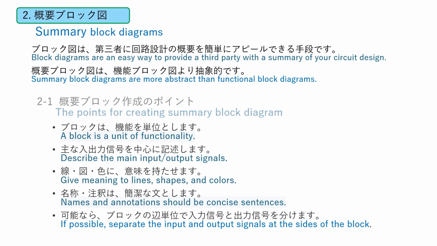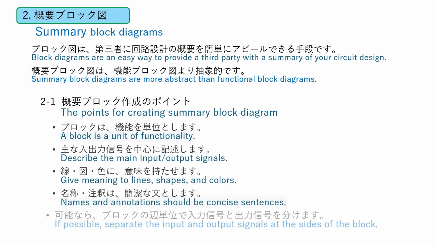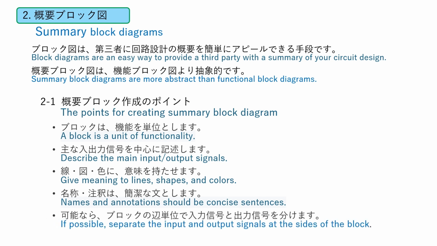2-1 The points for creating a summary block diagram. A block is a unit of functionality. Describe the main input and output signals. Give meaning to lines, shapes, and colors. Names and annotations should be concise sentences. If possible, separate the input and output signals at the sides of the block. Next, create the summary block diagram of this circuit.